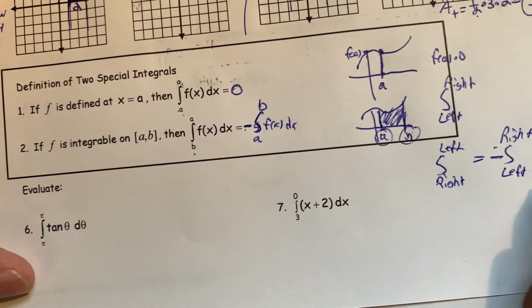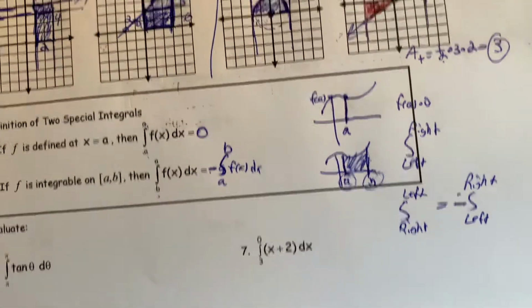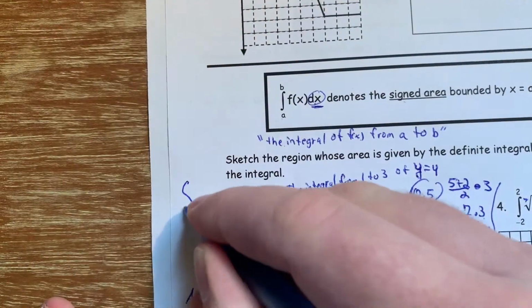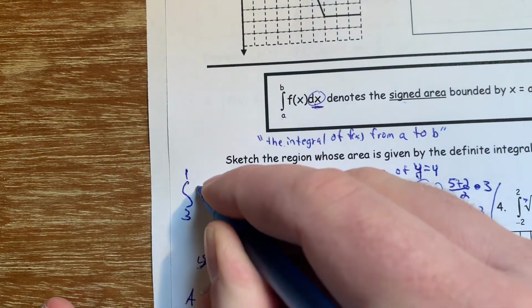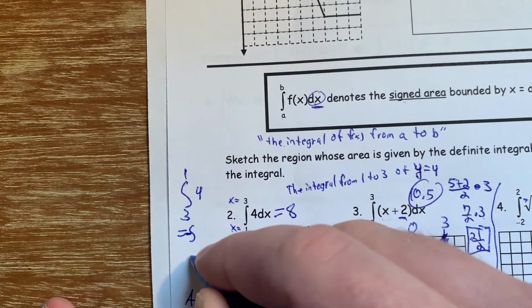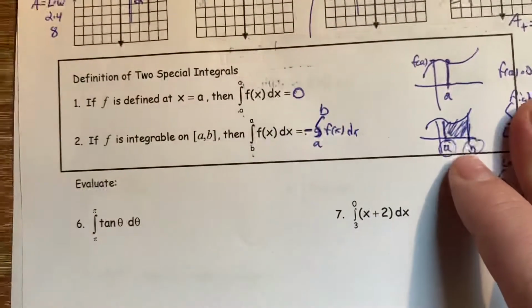So you have to be careful that it's actually going from left to right. So if this had said the integral from 3 to 1 of 4, we would first start by switching it around to being negative of the integral from 1 to 3. All right, let's try this and see how you do.